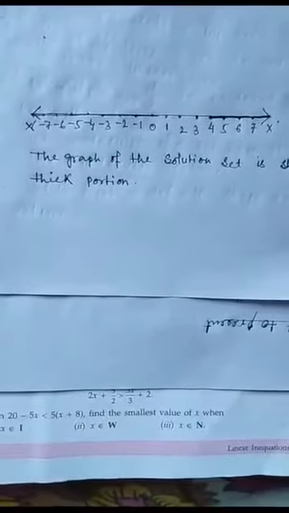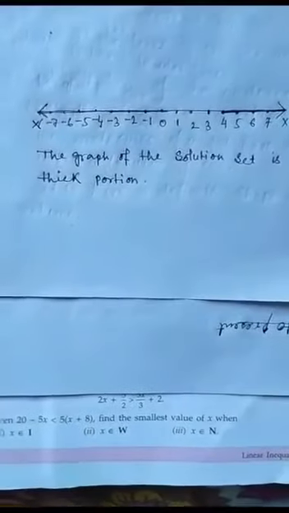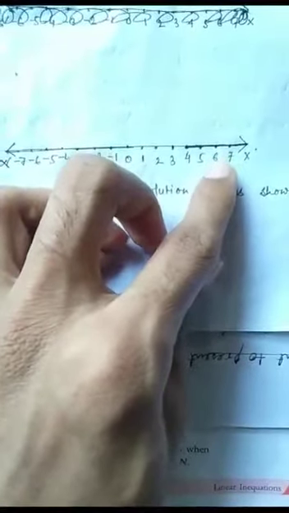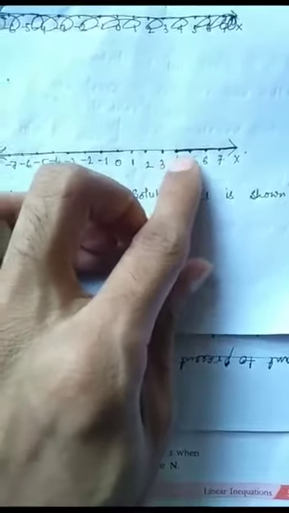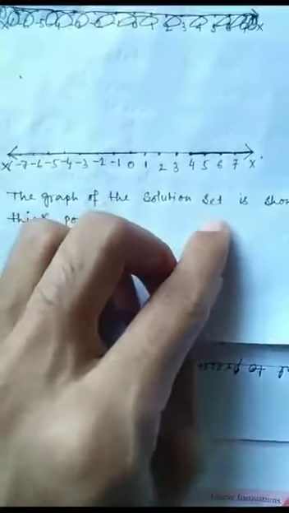Now we have to represent it on the number line. This thick portion will represent the solution set, and any component greater than 4 belongs to this solution set. Isn't it?